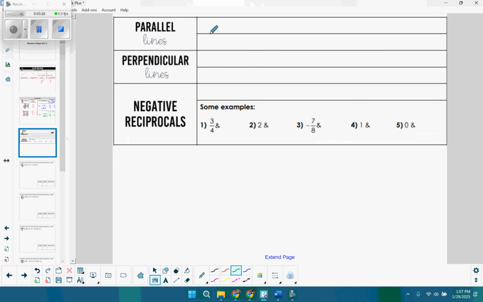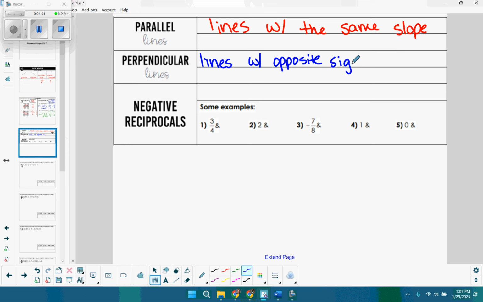Parallel lines are lines with the same slope. So we already know that lines that are parallel will never intersect. They are coplanar lines that never intersect, but now we know their slopes will be equal. Perpendicular lines, which were lines that intersect to form right angles, are going to be lines with opposite sign reciprocal slopes.